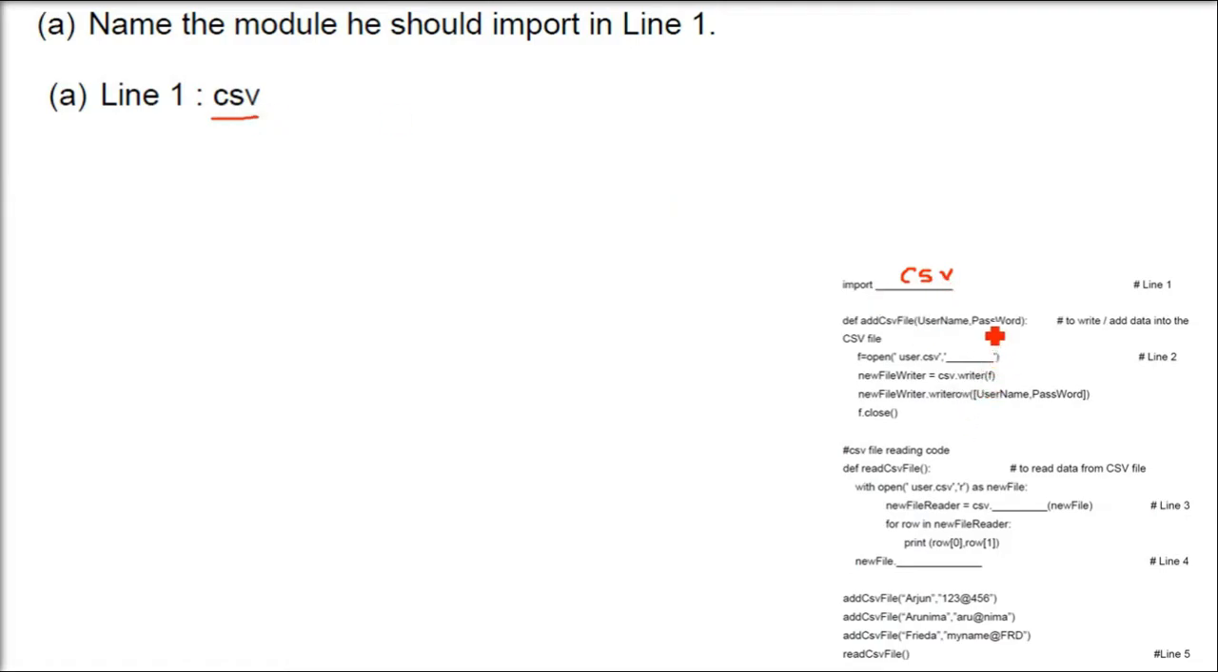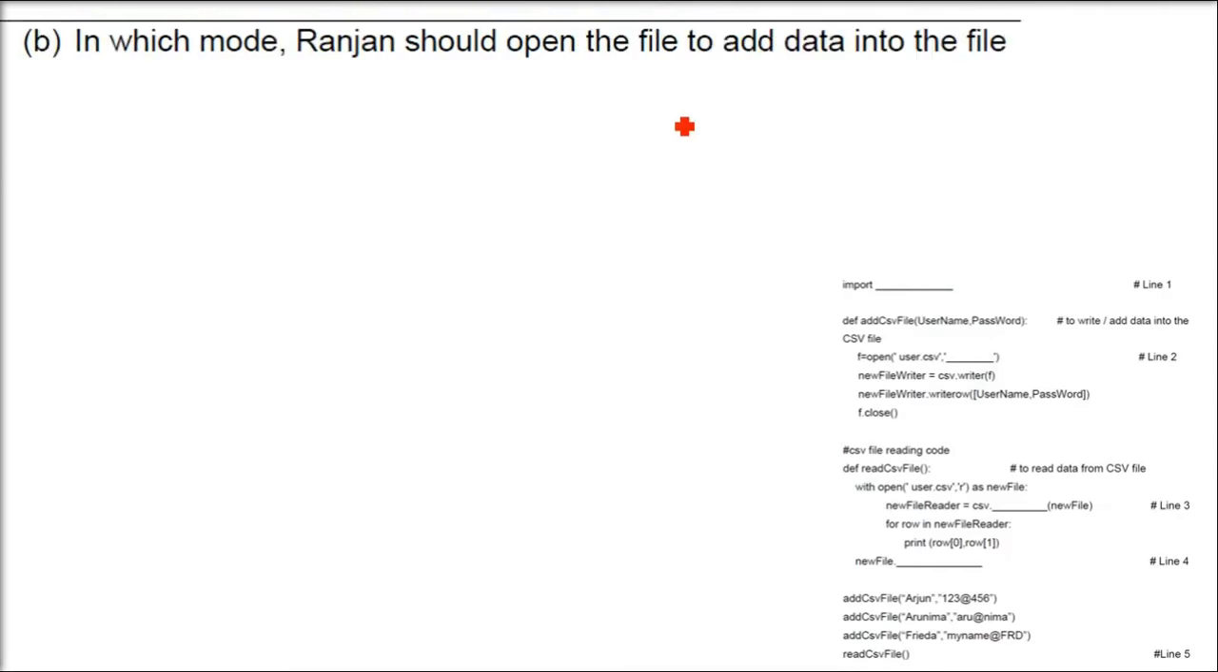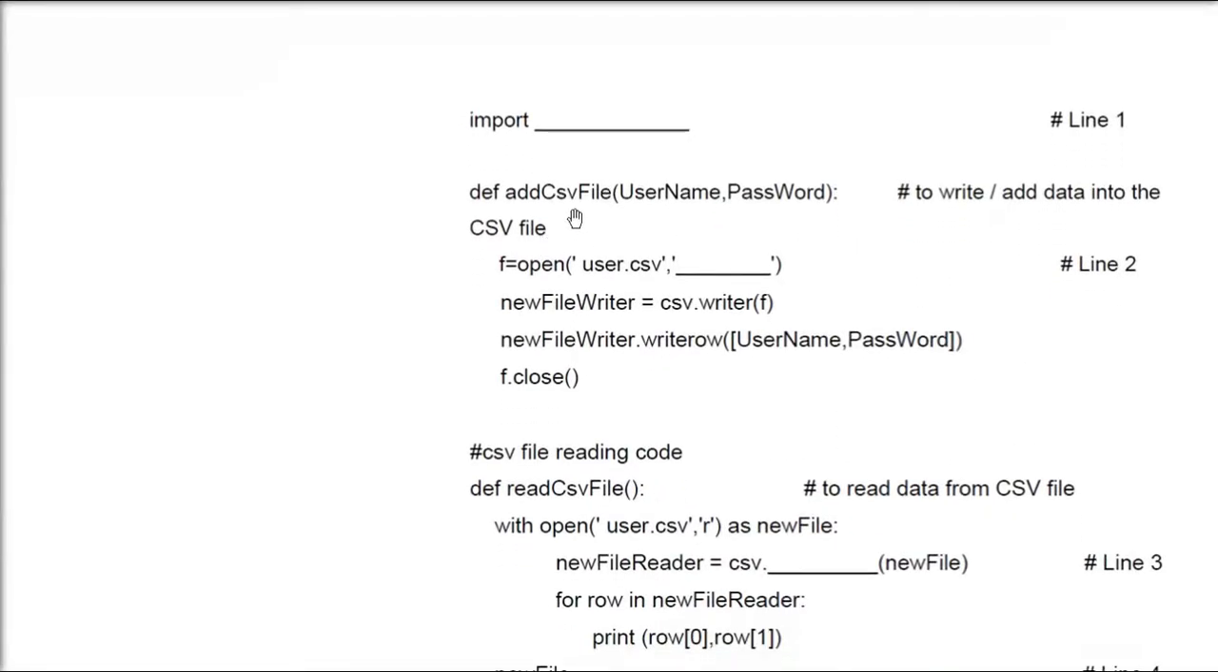Then we have the other one. The second part is in which mode Ranjan should open the file to add data into the file. Now he wants to open the file because he wants to add. Please remember, it's add always. First he is importing, then there is a definition, and this is to write and add data into the CSV file, which is the add CSV file function. Username, password will be entered into the file. He wants to open this file.